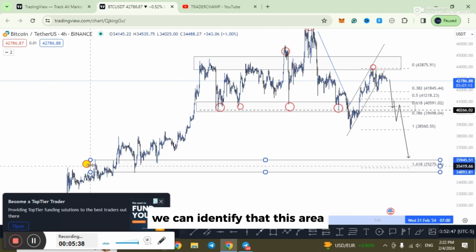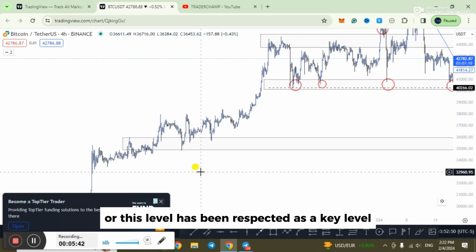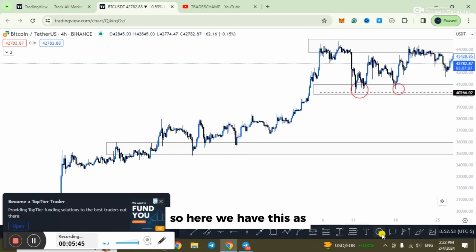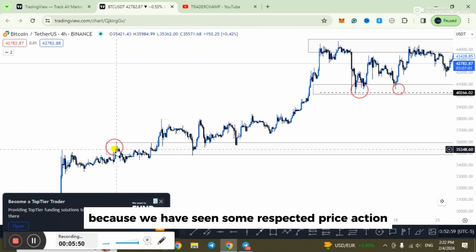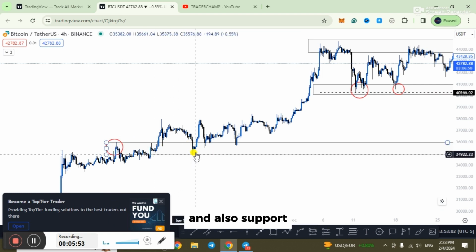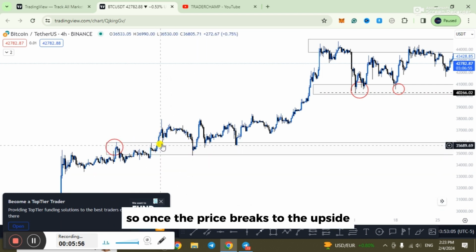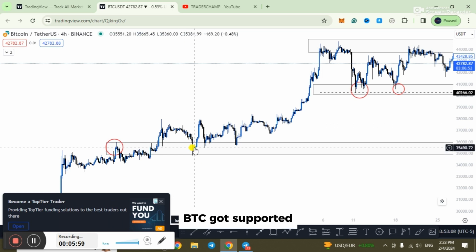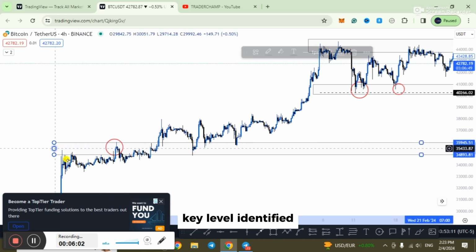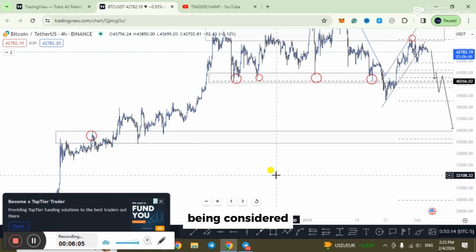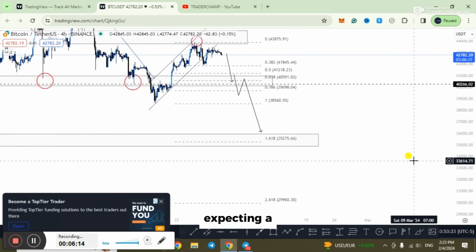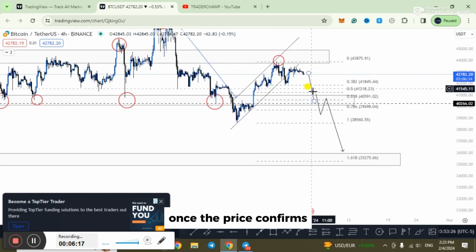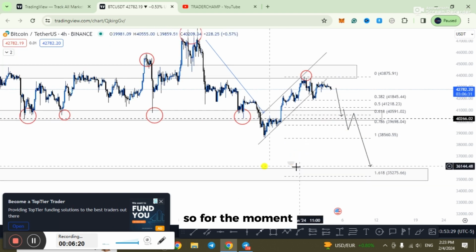So here also we can identify that this area or this level has been respected as a key level. So here we have this as a flip zone or a major key level identified, because we have seen some respected price action which has acted as resistance and also support once again over here. So once the price breaks to the upside, here we have the BTC got supported over this level. So this is a major key level identified, and also because of that being considered, we can identify that it is aligning perfectly with the Fibonacci retracement. So here we are expecting a decent target close to 35k once the price confirms a bearish breakout to the downside. So for the moment we have this confirmation.